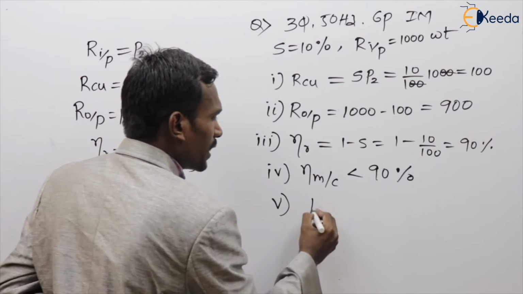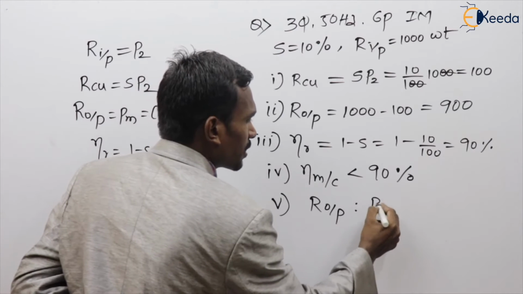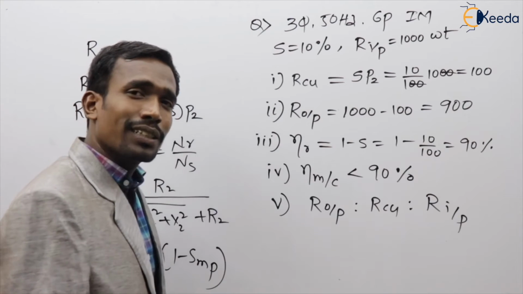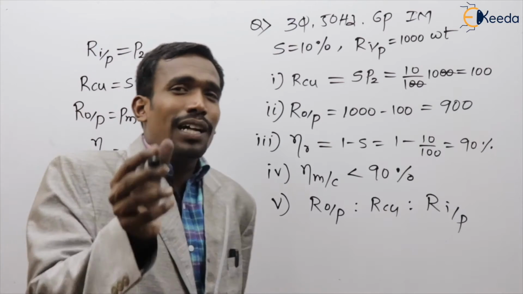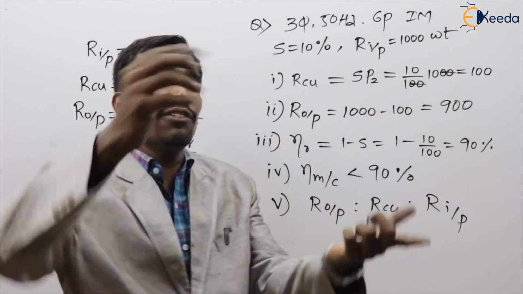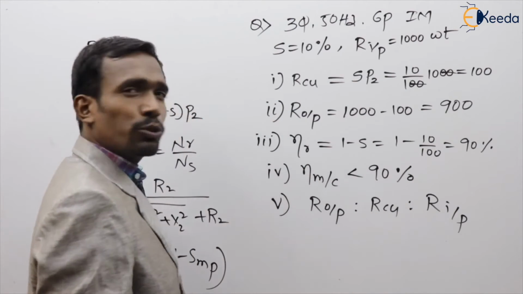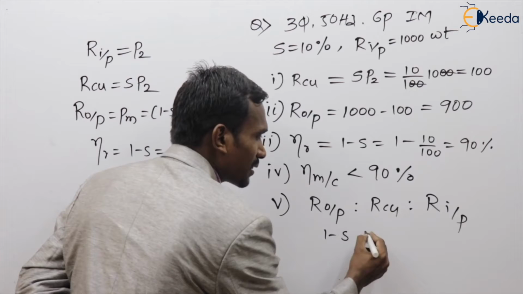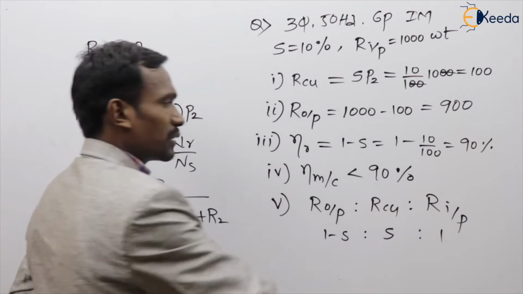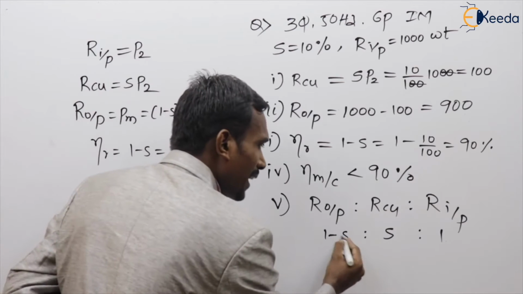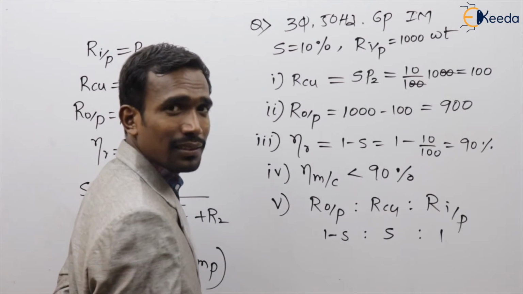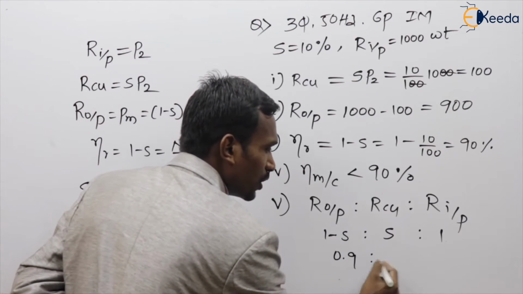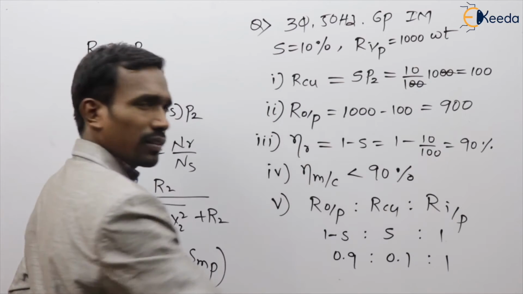And next one, what is the ratio between rotor output, rotor copper losses and rotor input? Tell me what is the ratio? Don't remember blindly; they may ask in any way. Rotor output is 1 minus S, rotor copper losses is S, rotor input is 1. So 1 minus 10%, 10% nothing but 0.1. 1 minus 0.1 is 0.9. So 0.9 is to 0.1 is to 1.